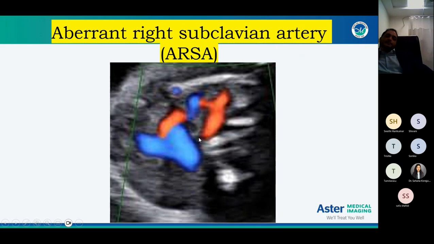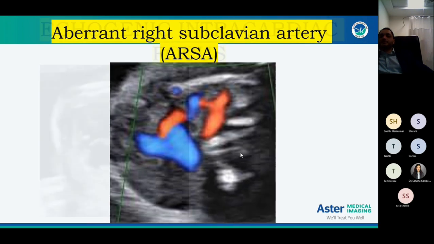Around 85% of the time, that is most of the time, it goes behind the trachea. And sometimes, like 10%, it can go in between the trachea and esophagus. Very rarely it comes anteriorly. But most commonly, the best way to see it is to take the three-vessel trachea view. And there, if you see a vessel going behind the trachea, that is the aberrant right subclavian artery, which has a high association with risk of aneuploidy.